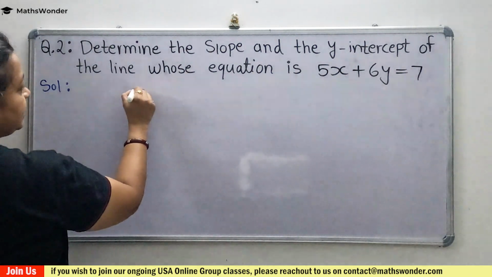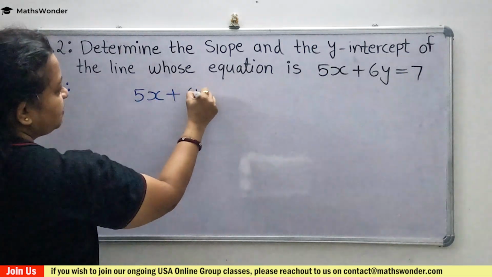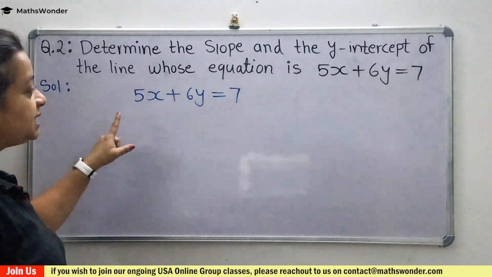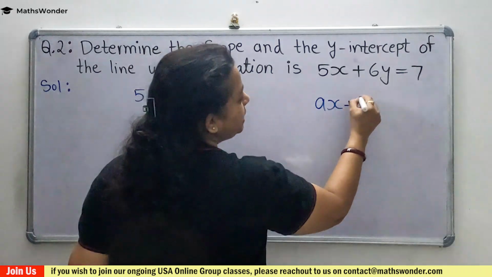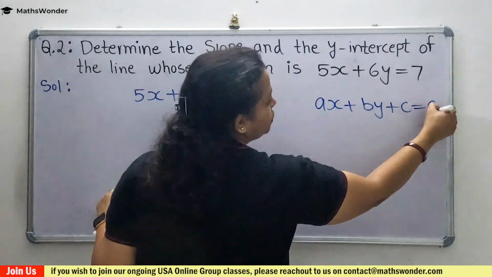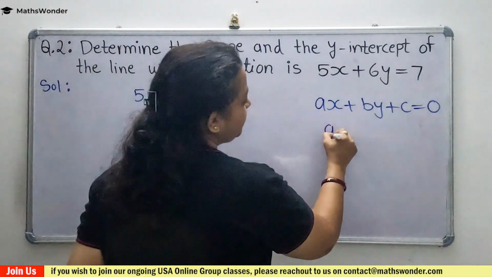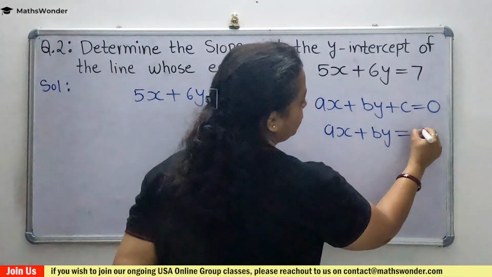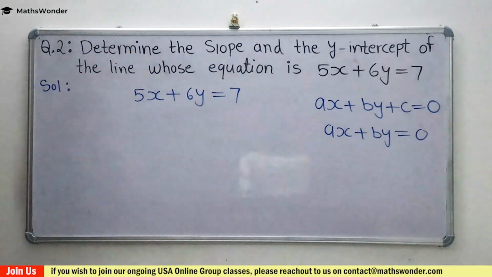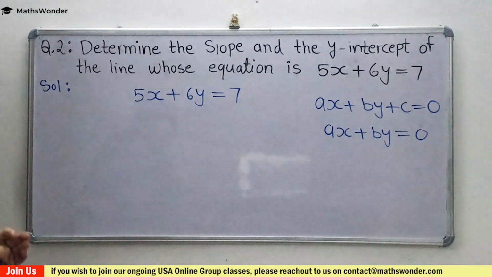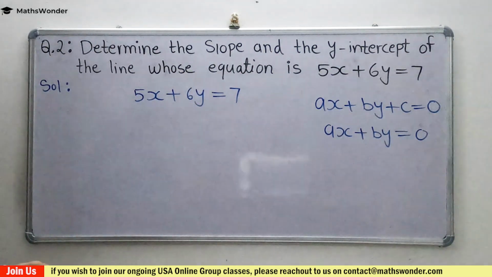So how will you write it? See, 5x plus 6y is equal to 7. What is the basic format of this equation? This equation is given in the form ax plus by plus c is equal to 0, or ax plus by is equal to 0. See, 0 means any number; in place of 0 you can substitute any number. Now you have to convert this equation into y is equal to mx form.